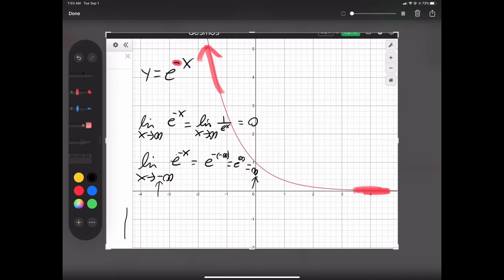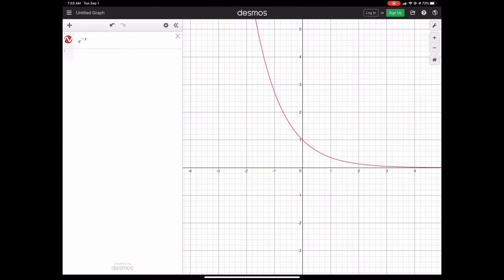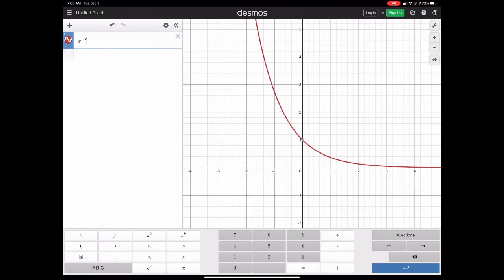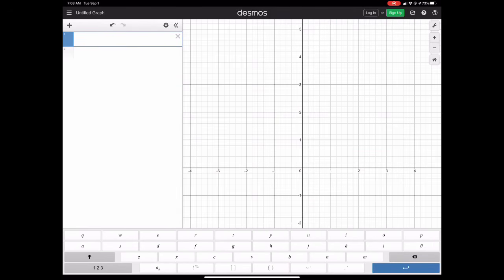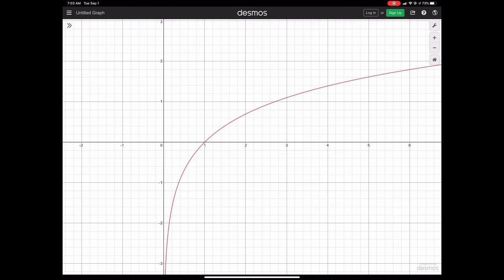Let's do one more end behavior. And hopefully I don't stop the video this time, or recording. ln. This is used all the time. You have to know what the ln function looks like. You just have to. And there it is. It is the inverse of e to the x. So all the x and y values switch. So let me screenshot this. Hopefully I don't turn it off.